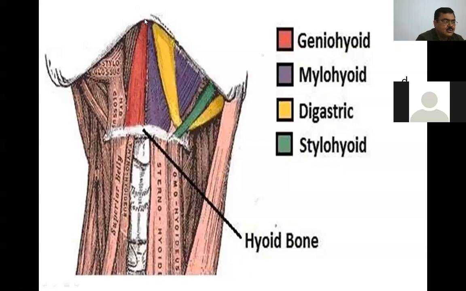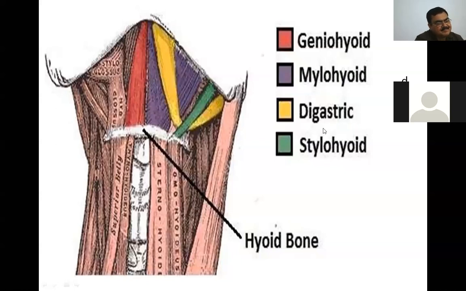It takes origin from inferior genial tubercle to the hyoid bone. So here is the inferior genial tubercle, here the hyoid bone. This is geniohyoid muscle. Another muscle is mylohyoid. There is mylohyoid line in the mandible, inner aspect of the mandible. So it takes origin from the mylohyoid line and is inserted on the median raphe and hyoid bone. So deep to this, this is mylohyoid muscle.